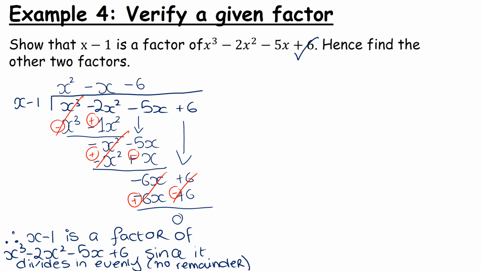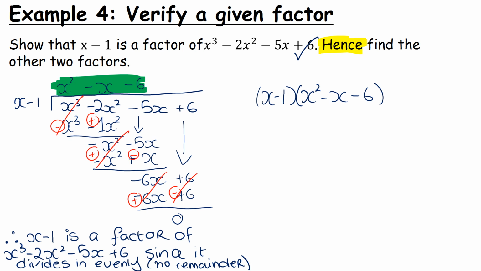Now, we have a hence, and hence for us is a really important word. In most exam questions, it will say hence or otherwise. Sometimes it will just say hence, and what hence means is using the previous part. So it says hence find the other two factors. So what's important here is our answer. So remember, our answer is this one up here. So basically what we have discovered is, x minus 1 by x squared minus x minus 6 gives me this polynomial here.